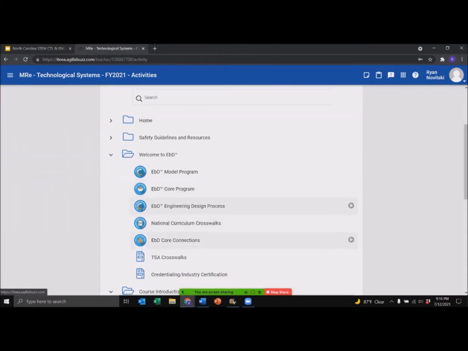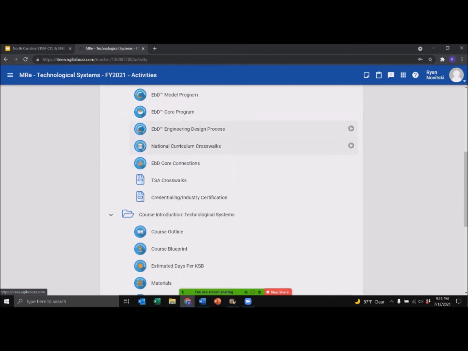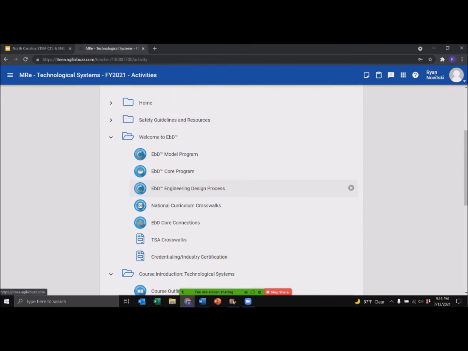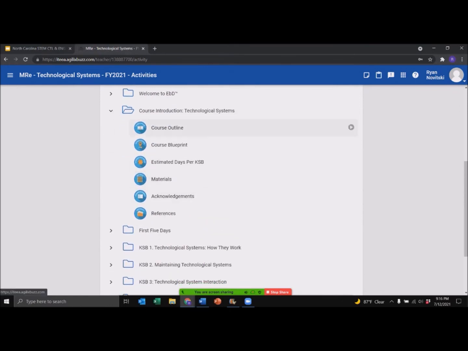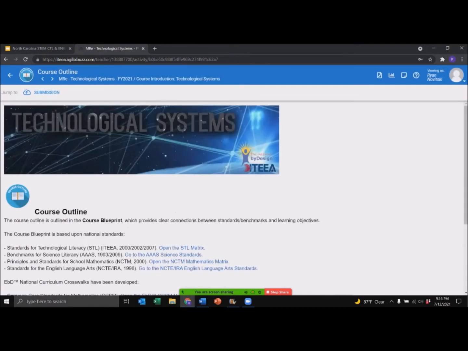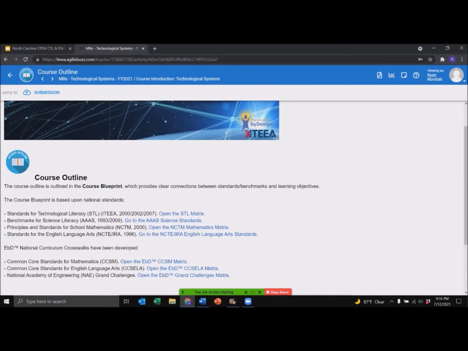There's national curriculum crosswalks that cross it over our content, TSA crosswalks, as well as credentialing and industry certification, as aforementioned in one of the prior slides. And then it goes into a course introduction on technological systems, as far as the look and feel of the course overall, and the course outline.